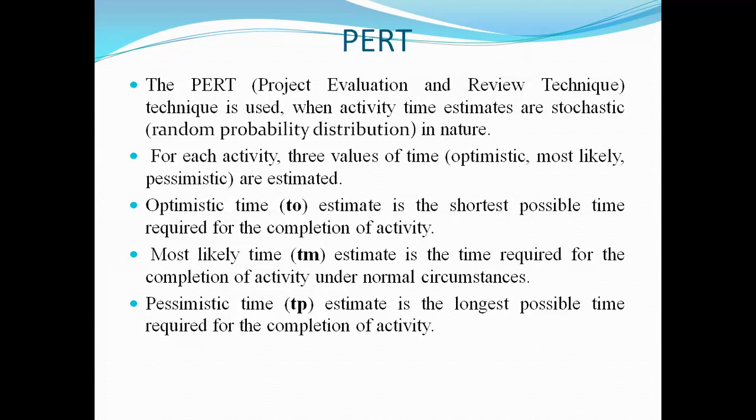Next is the pessimistic time. How can we define the pessimistic time? It estimates the longest possible time required for the completion of the activity. So in the case of PERT, where the data is randomly distributed, we have to define three limits of time. First is the shortest limit, for which we define the optimistic time. Then the process average, denoted by the most likely time under normal circumstances, and the upper limit is the longest possible time for the completion of the activity.